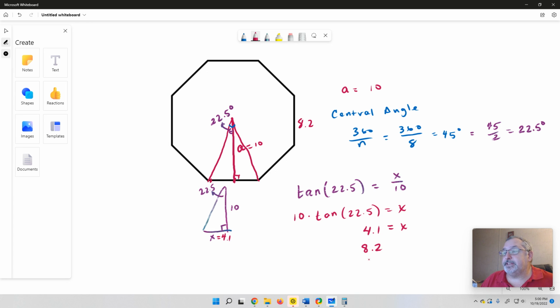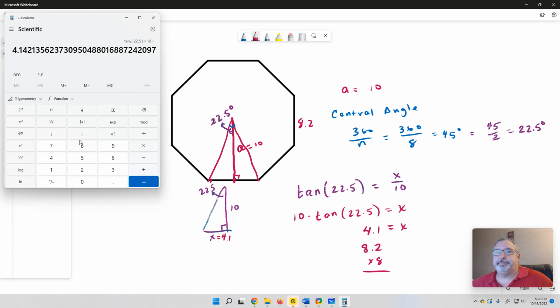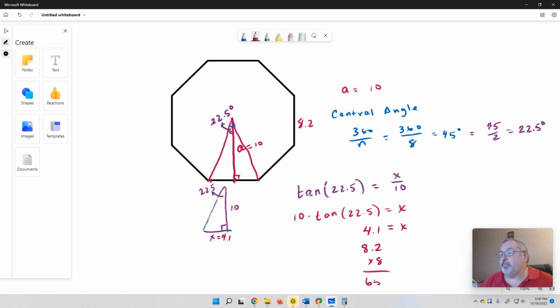So now I'm going to take this and multiply it by the number of sides, which is 8. So I'm going to go 8.2 times 8. And that gives me 65.6. So that's going to be my approximate perimeter of my figure.